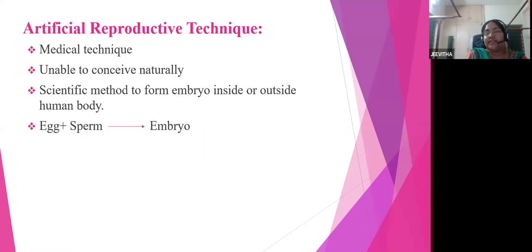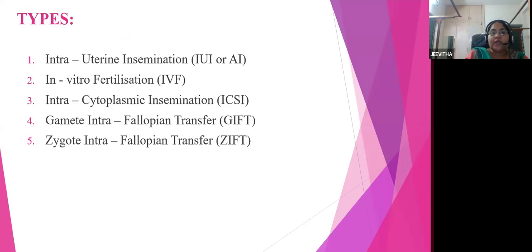Okay, now moving on to the next topic of the presentation, artificial reproductive technique or ART. It's a medical technique for people who are unable to conceive naturally. It's a scientific method to form an embryo inside or outside the human body. So egg plus sperm forms an embryo, and the types are intrauterine insemination (IUI), in vitro fertilization (IVF), ICSI, and GIFT and ZIFT, gamete intrafallopian transfer or zygote intrafallopian transfer. I'll explain each one to you.